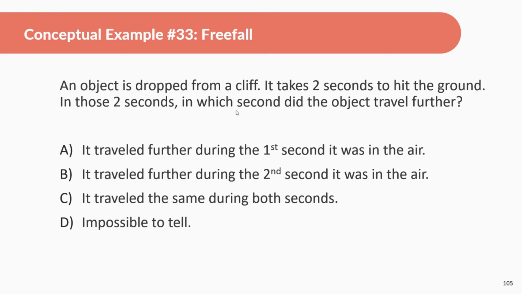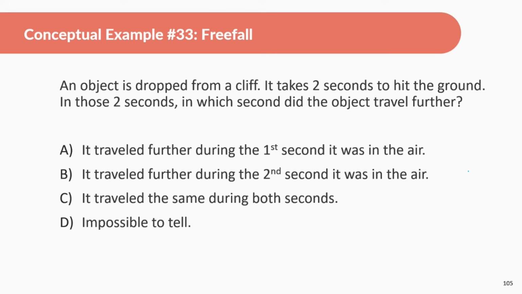A conceptual example here. An object is dropped from a cliff. It takes 2 seconds to hit the ground. In those 2 seconds, in which second did the object travel further? A, it traveled further during the first second it was in the air. B, it travels further during the second second it was in the air. C, it traveled the same during both seconds. D, it's impossible to tell.